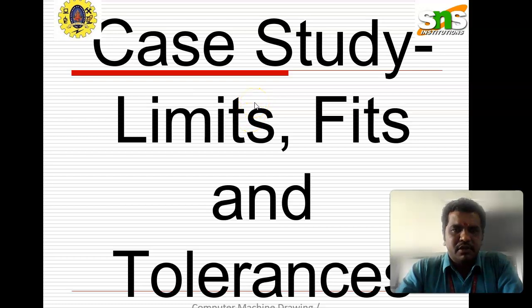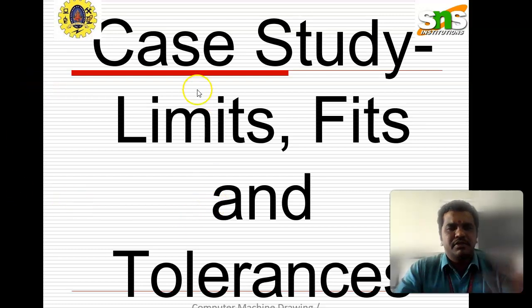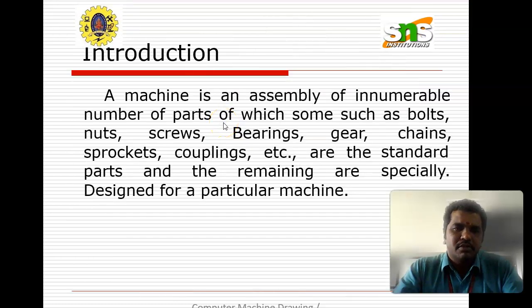So in the last few video lecture series, we had discussed the case study of limits, fits and tolerances. Now we are going to deal with the same case study. In the last few lectures, we have been discussing limits, fits and tolerance for the subject of computer machine drawing. We have already discussed the introduction phase.